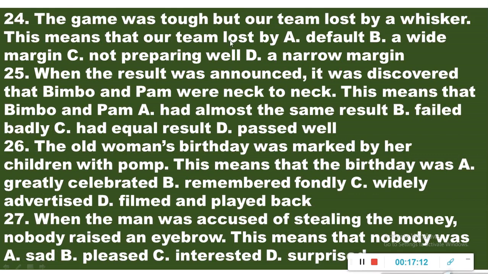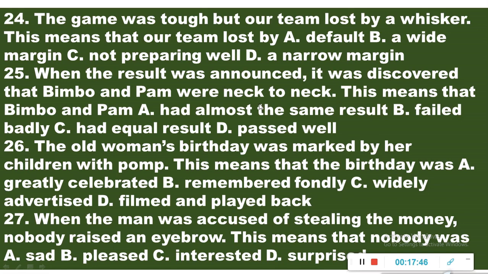Now, this means that our team lost by A, default, no. B, a wide margin, no, that's the opposite. C, not preparing well, no. D, a narrow margin, that is exactly the correct option. When you lose by a whisker or something happens by a whisker, it means it happens narrowly, all right, by a narrow margin. Question 25. When the result was announced, it was discovered that Bimbo and Pam were neck to neck.